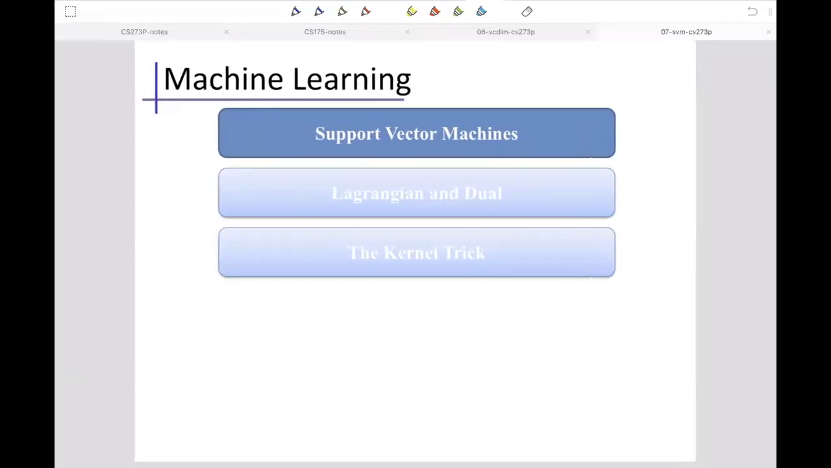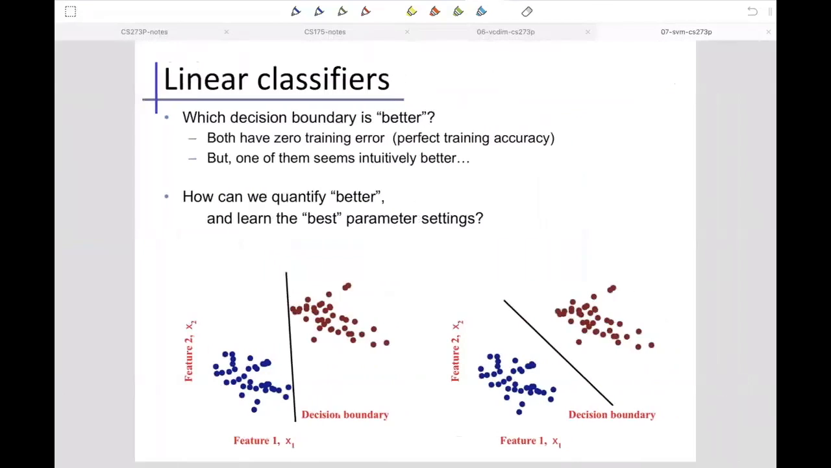So first, I'm going to give you an introduction: what is a support vector machine? And then we're going to talk about how you solve these problems. And then talk about how to generalize to a nonlinear classifier using something called a kernel trick, and that will be a later part. But first, today we're going to talk about the support vector machine itself.